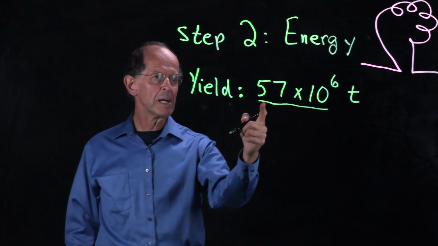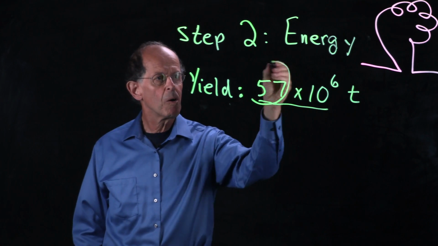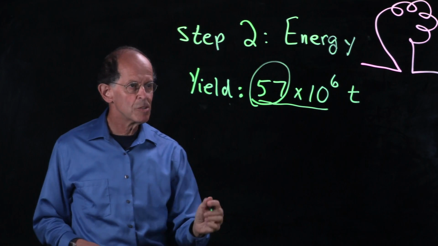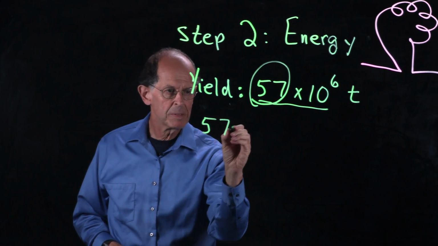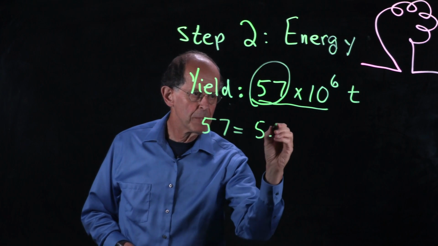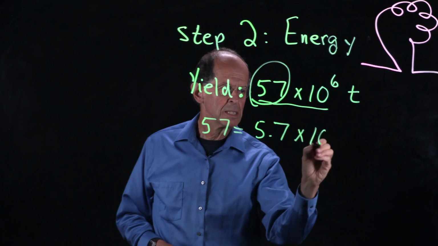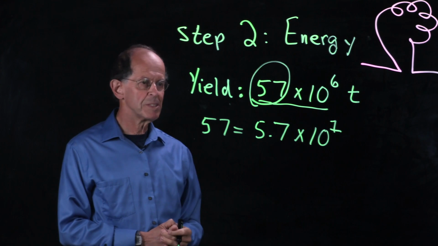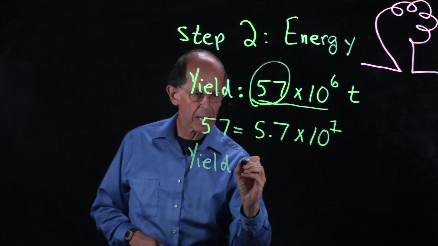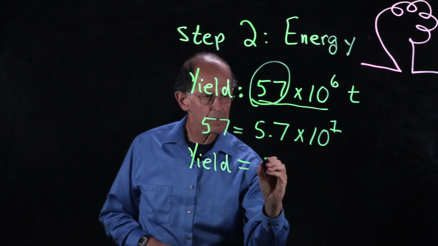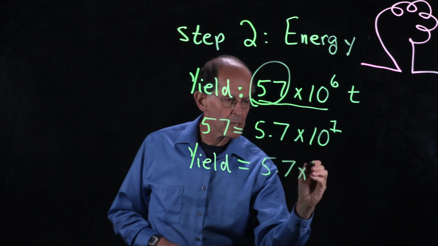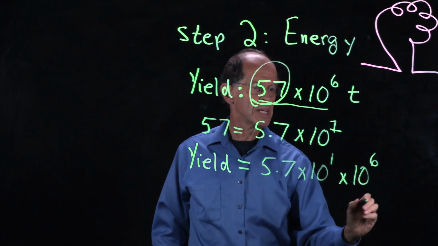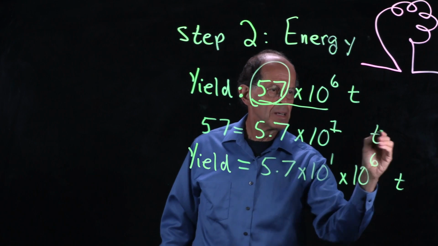First thing I want to do is I want this number to be an order 1 number, meaning a number between 1 and 10. I don't want the 57. So I'm going to write 57 is equal to 5.7 times 10 to the power 1. If I multiply 10 times 5.7, I get 57. So now let's put that in the yield description. So we get 5.7 times 10 to the power 1 times 10 to the power 6. And these are all tons of TNT.